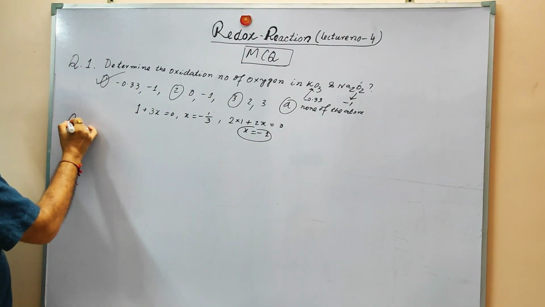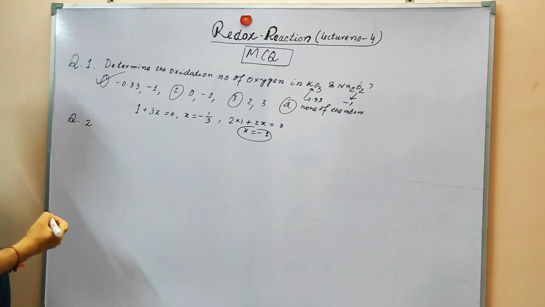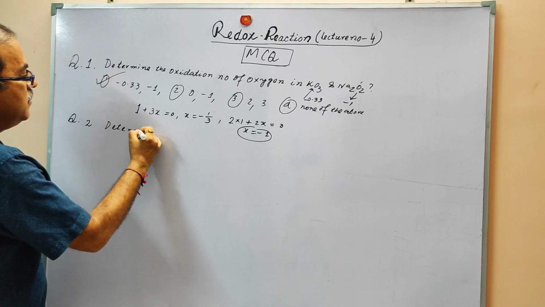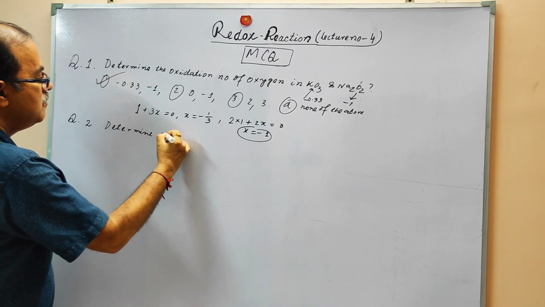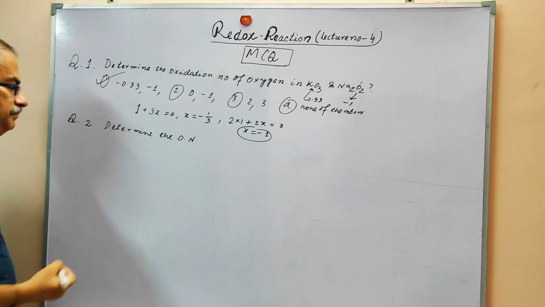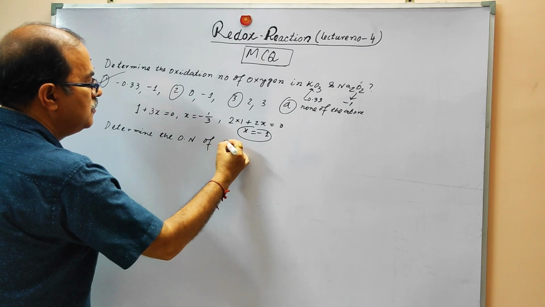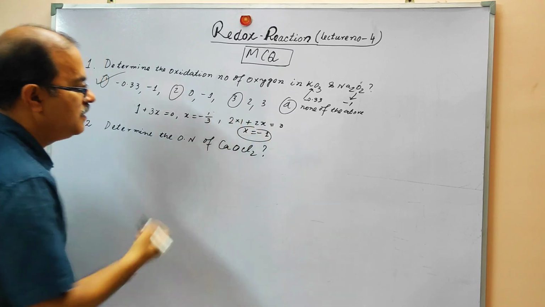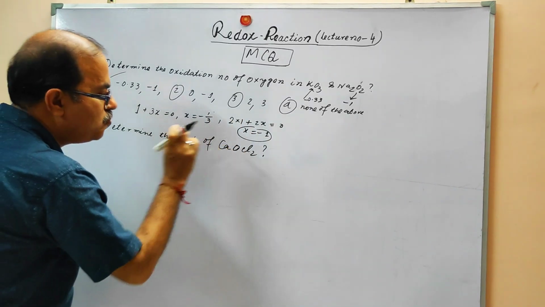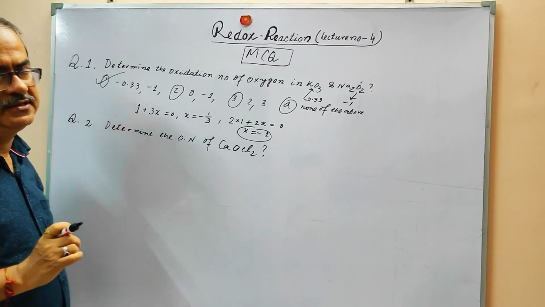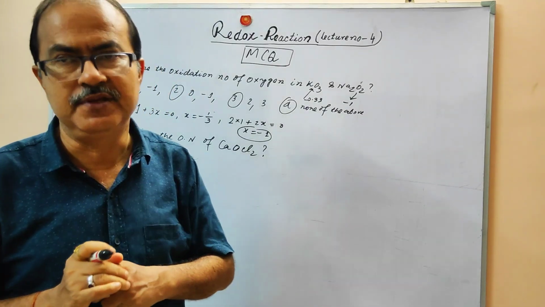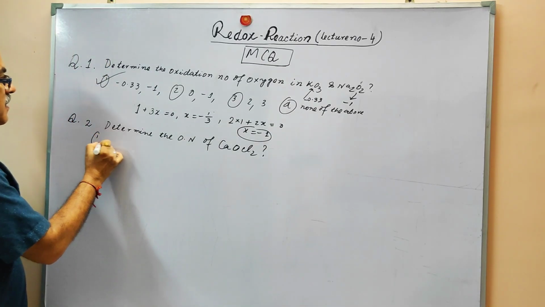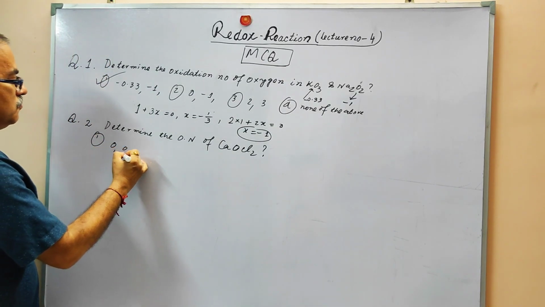Second question, again regarding the oxidation number. Determine the oxidation number of COCl2. Here there are 2 chlorine atoms, and the question arises whether these 2 chlorine atoms have the same oxidation number or not. The first choice given here is 0, 0.